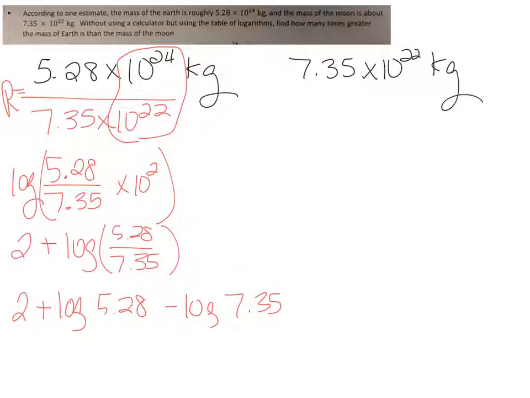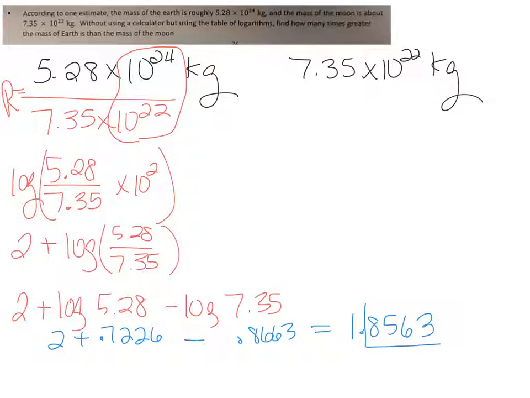Now, handy dandy table. I've misplaced mine. There it is. Give me a second. I'm going to look these up and I'll be right back. So there we go. Those are the two values. Now I can take 2 plus 0.7226 minus 0.8663 and get a final answer of 1.8563. Now let's look for this in my table. I'm going to rewrite this whole thing on the next slide.